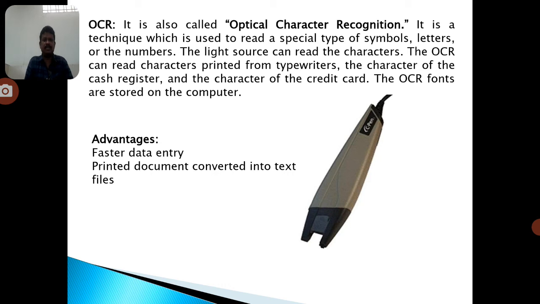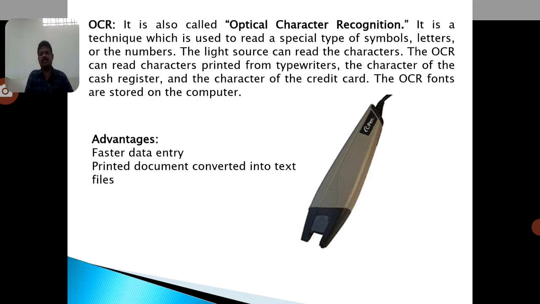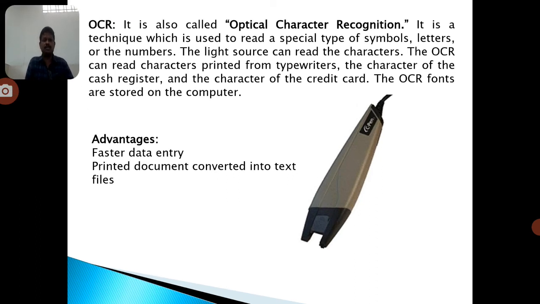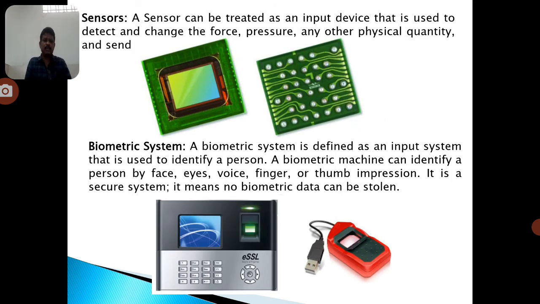The main advantage of this OCR is faster data entry. We can enter or read the data through this device very fast. Whatever printed document we need to convert into some other text or other format, it can be maintained as files by category. So these three are the advantages of OCR. OCR is used to read the special characters or numbers placed on the information.